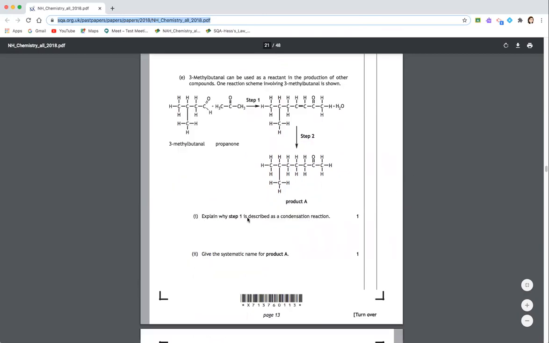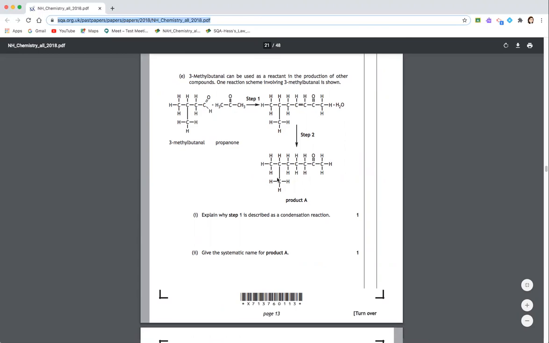So then explain why step 1 is described as a condensation reaction. A condensation reaction is where you have two small molecules joining to form a large molecule with the loss of water. Okay, so because you've got the joining of two molecules with loss of water, that constitutes a condensation reaction. And then naming product A, it's got a carbonyl group in it, and the carbonyl's in the middle of a chain, which means it must be a ketone.